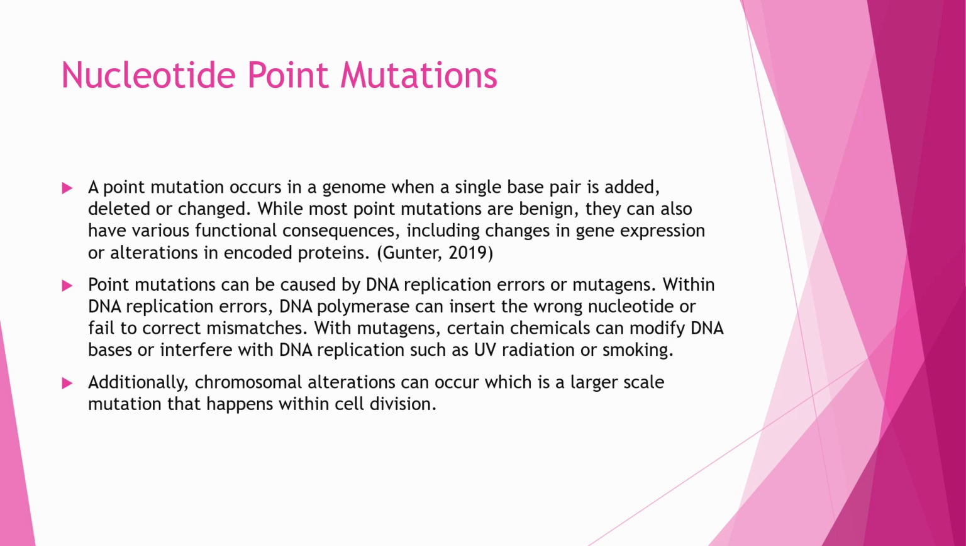With DNA replication errors, DNA polymerase can insert the wrong nucleotide or fail to correct mismatches. With mutagens, certain chemicals can modify DNA bases or interfere with DNA replication, such as UV radiation or smoking. Additionally, chromosomal alterations can occur, which are larger scale mutations that only happen within cell division.